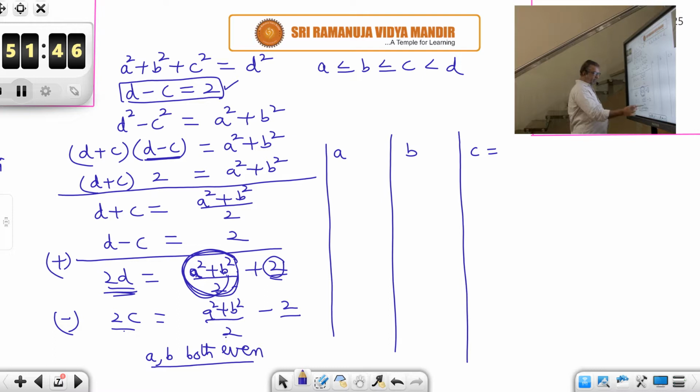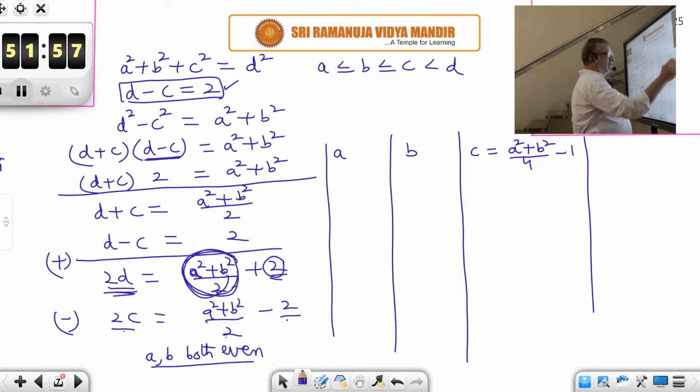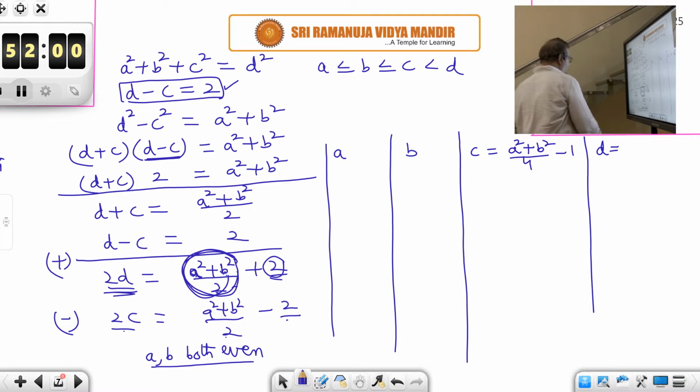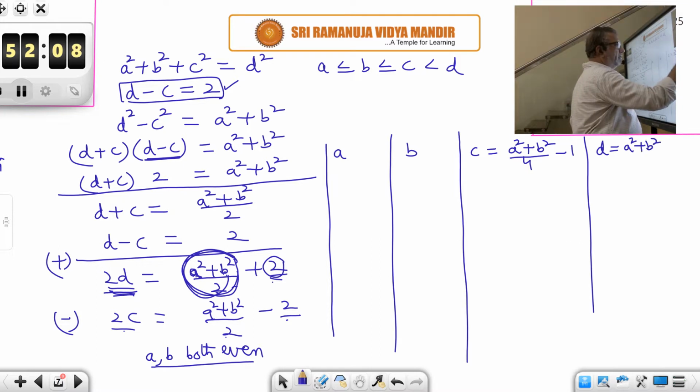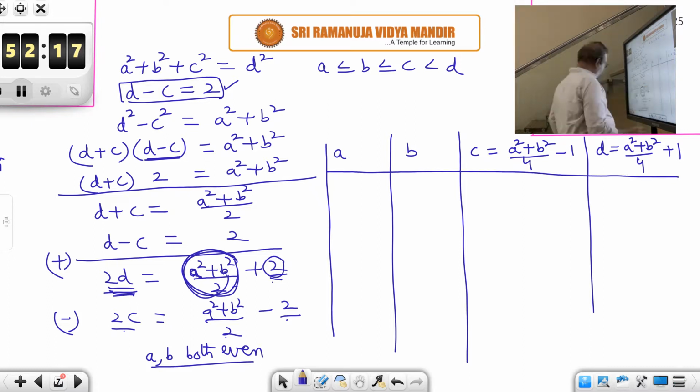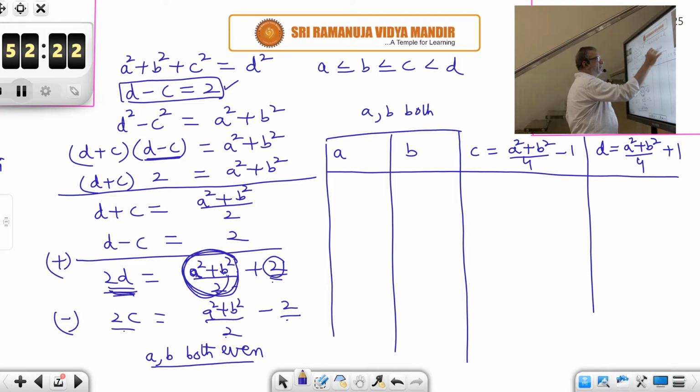2C is (A square plus B square) by 2 minus 2. So dividing by 2 again, C is equal to (A square plus B square) by 4 minus 1. And D: 2D is (A square plus B square) by 2 plus 2. Dividing by 2 you will get (A square plus B square) by 4 plus 1. So remember that both must be even. A, B, both even. Both even only we should take.